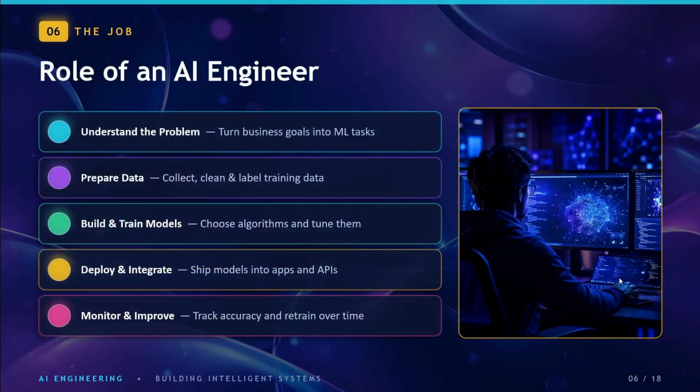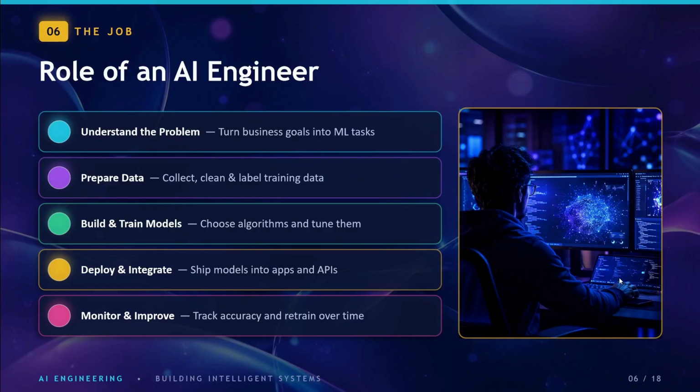Now, let's talk about what an AI engineer actually does on a day-to-day basis. Because this job involves much more than just building models. There are five key responsibilities that define this role. The first responsibility is to understand the problem. This means taking a business goal like reduce customer churn or detect fraudulent transactions and translating it into a well-defined machine learning task that can actually be solved with data.